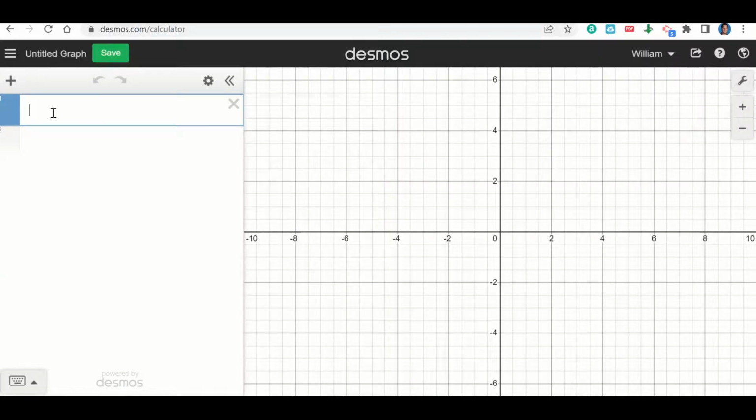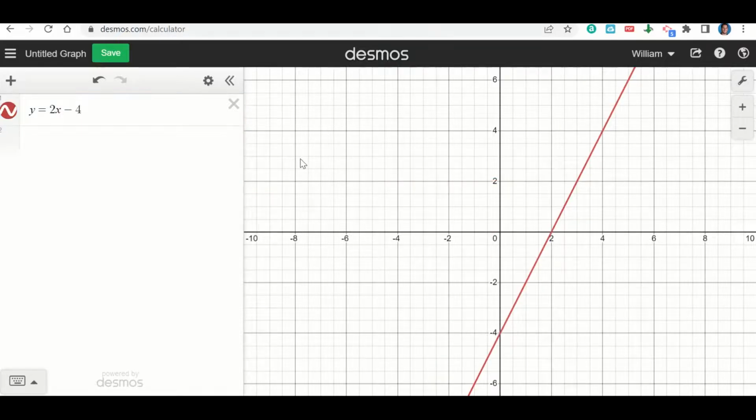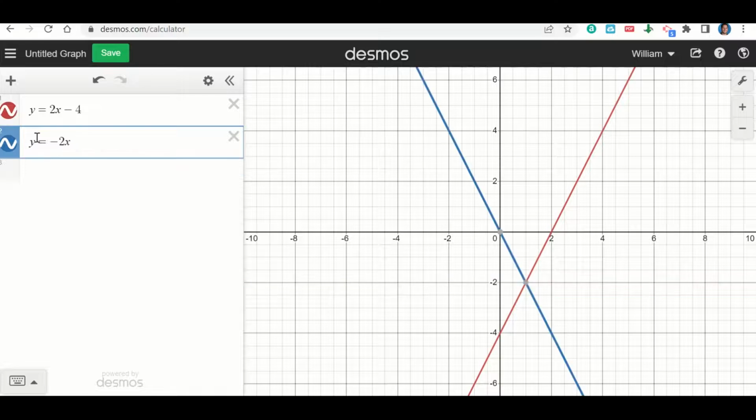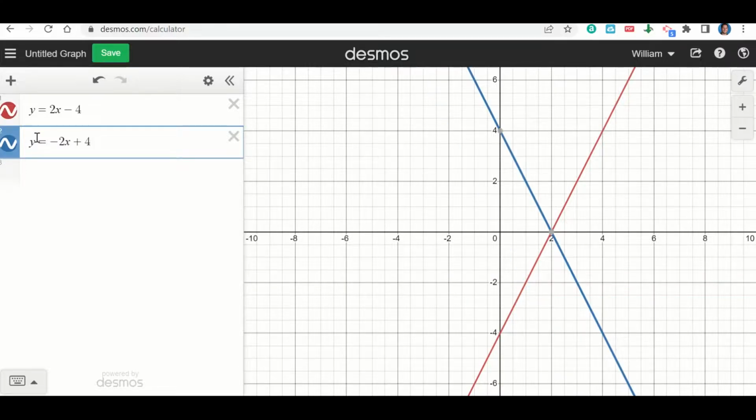Now, this allows us to type in our equations over here. So let's go ahead and put in an equation. So let's say it's y equals 2x minus 4. So there's our first equation. Now we're going to type in our second equation. So we're going to go to the line below it. And let's say it's y equals negative 2x plus 4. So there's my two lines.